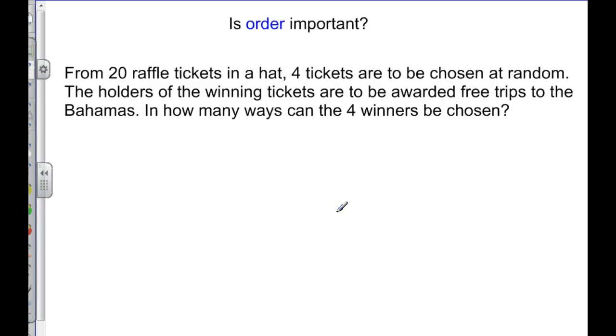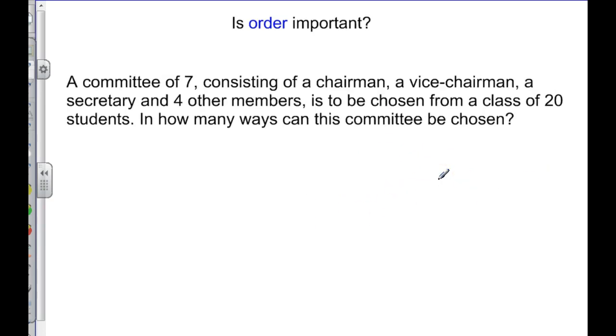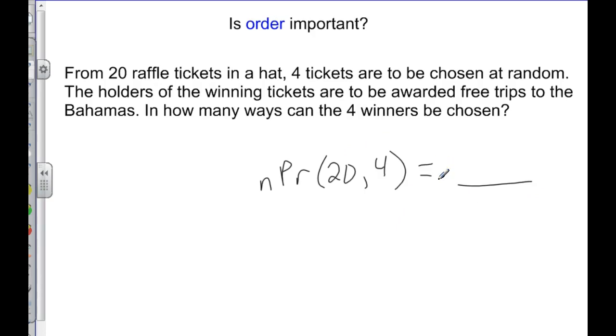20 raffle tickets in a hat, 4 tickets should be chosen at random. The holders are rewarded free trips to the Bahamas. How many ways can the 4 winners be chosen? Is order important? I just want to be selected. I don't care the order that happens. So this would be an NCR in your calculator, and you would type in 20 is your N, comma 4 is how many you're selecting. And again, you cannot use a slot method for this one. Order is not important. Doesn't matter which ones you're selected. Type that in your calculator, you'll get an answer for that. We'll wait on that last one.